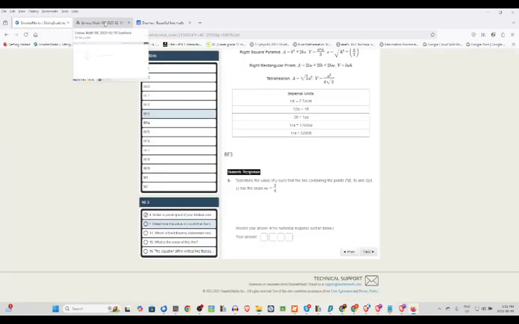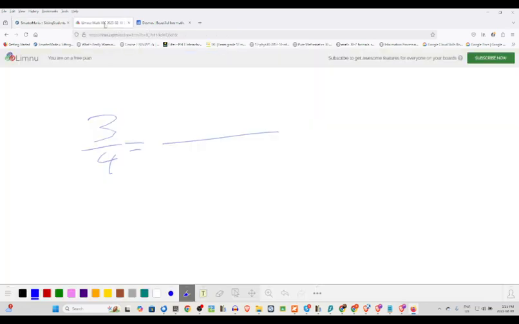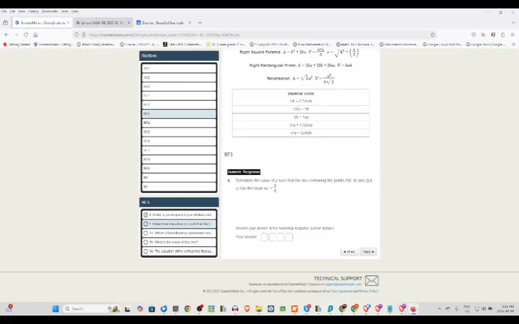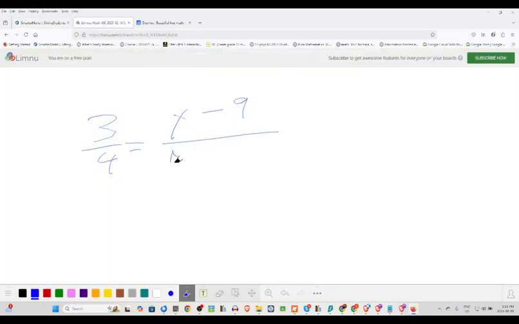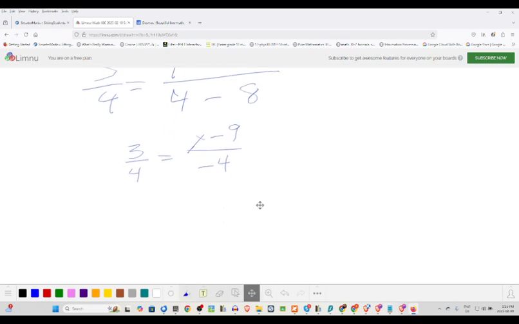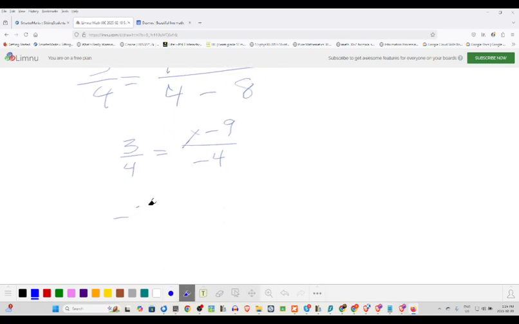So y equals mx plus b. The change in y is going to be, I'm going to call that y minus 9. Having y first makes the algebra coming up slightly simpler. And that is going to be over 4 minus 8. So this tells us that 3/4 is y minus 9 over negative 4. Multiply both sides by negative 4. We end up with negative 3 equals y minus 9. Add 9 to both sides, and we have y equals 6.